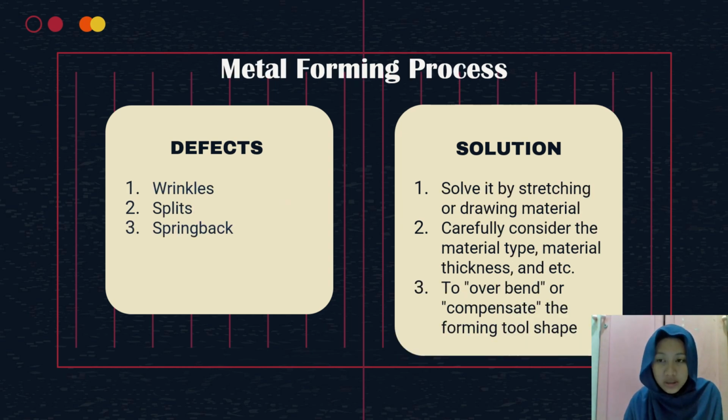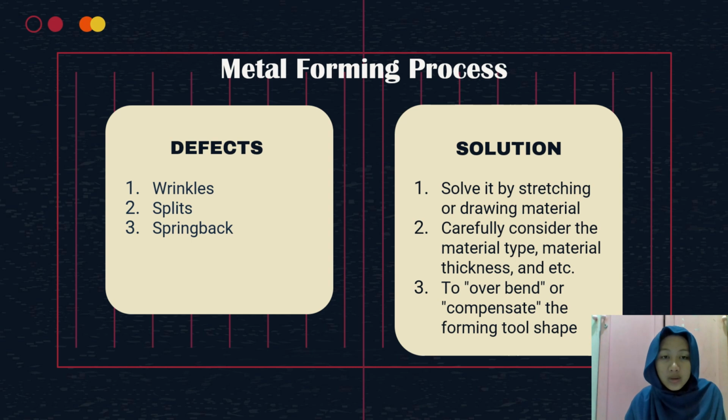Okay, so the third one is the metal forming process. There are three defects that we can identify from this process, where the first one is wrinkles. Wrinkles form when the sheet metal stamping process creates compressive strain that pushes the material together, and it causes the overlap. So to solve this wrinkles defect, instead of forming by crushing without any pads or binders, it's better to solve it by stretching or drawing material.